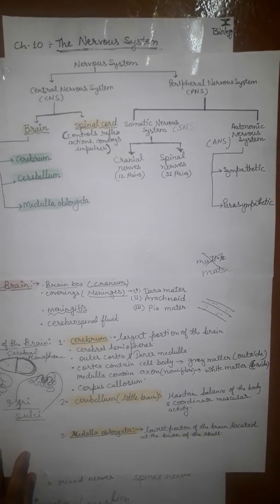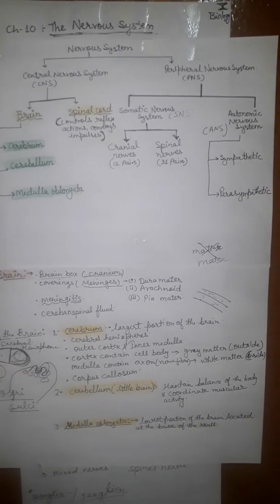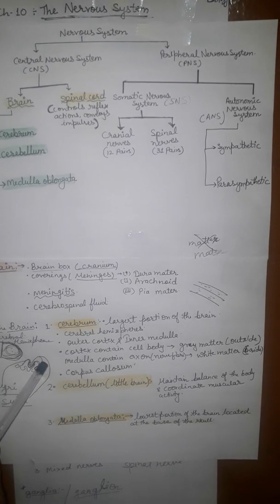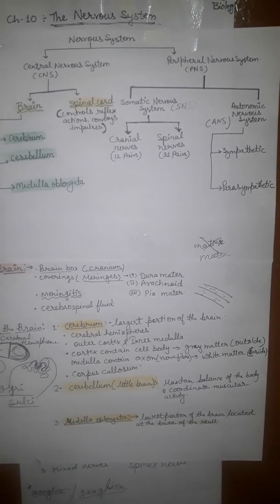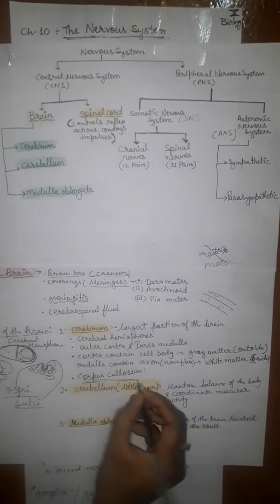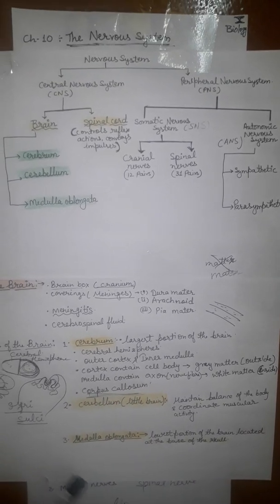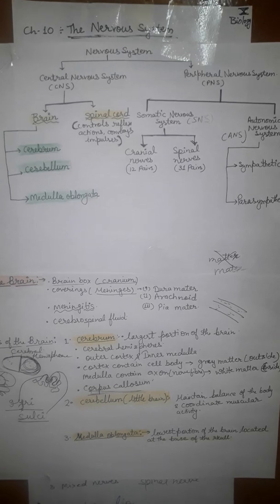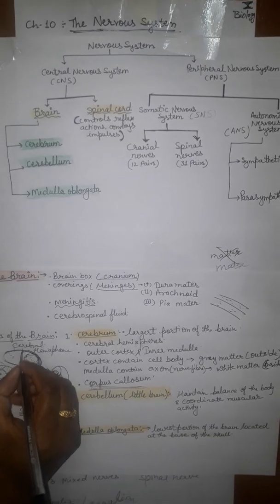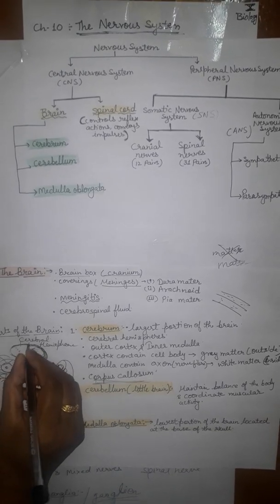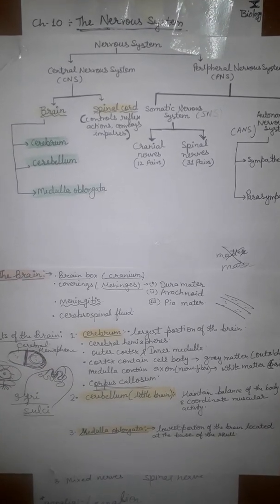The inner portion of the cerebrum is a whitish portion, which contains the axons or nerve fibers of the neurons. What is corpus callosum? Corpus callosum, the hard body, is a sheet of fibers connecting the cerebral hemispheres. It connects the center part. This plate-like structure is called corpus callosum.